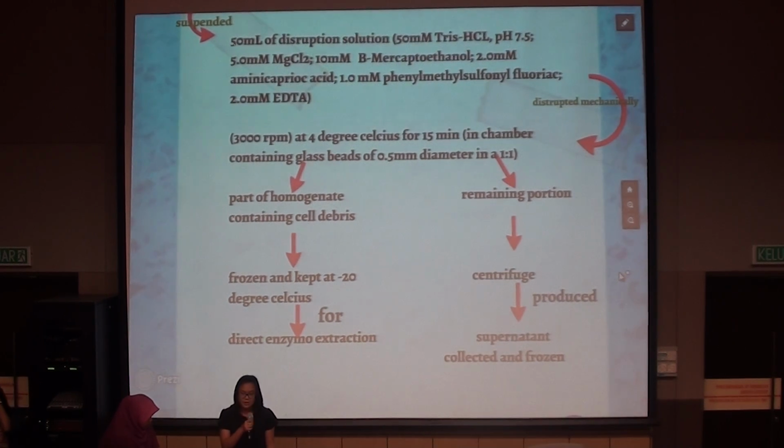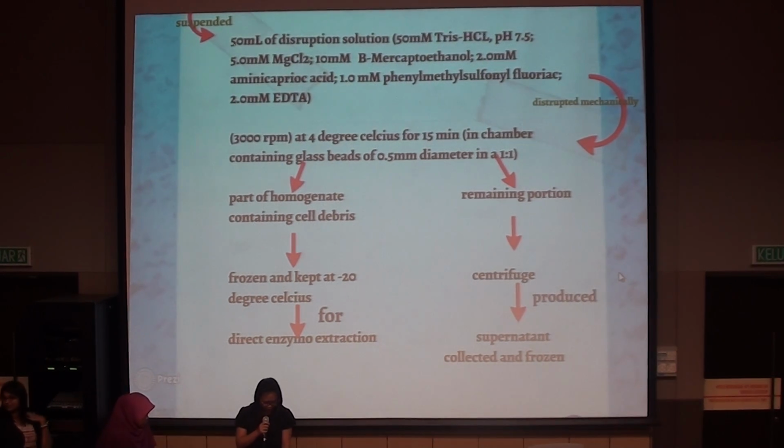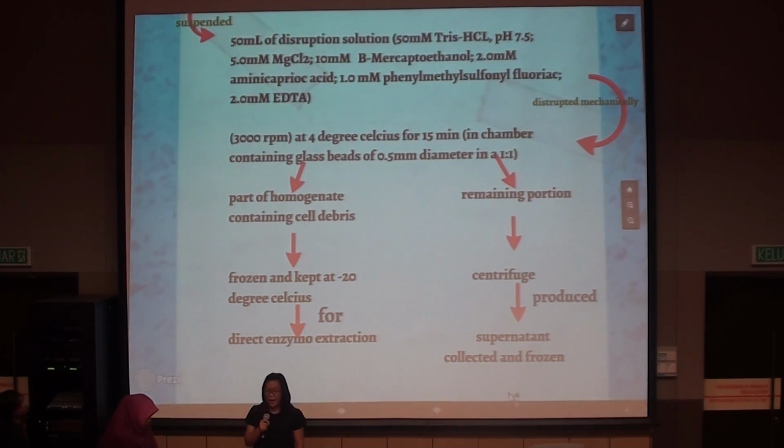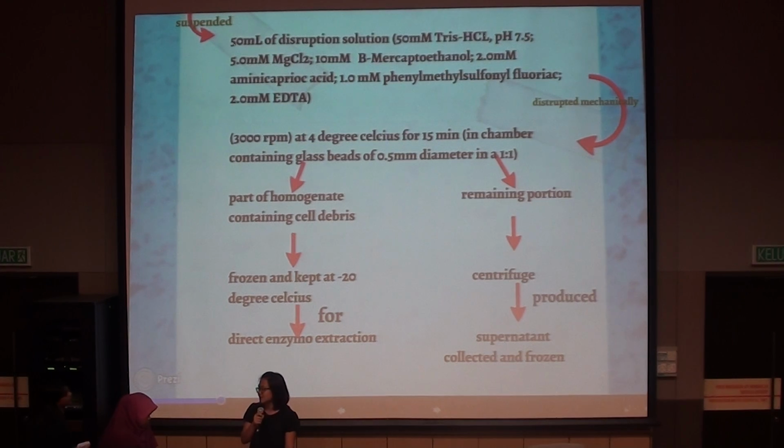After that, since the homogenate is produced, the part of the homogenate that consists of the cell debris will be frozen at negative 20 degrees Celsius for direct enzyme extraction. Then the remaining portion will undergo centrifugation, and the supernatant is collected and frozen. Next.